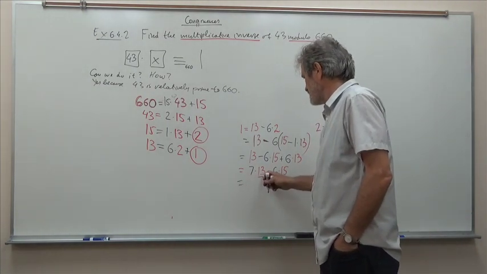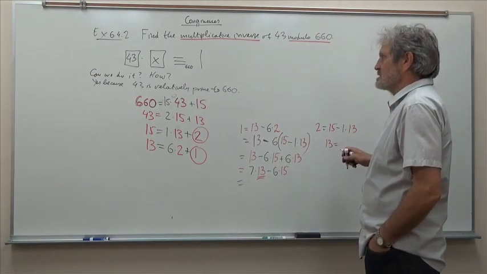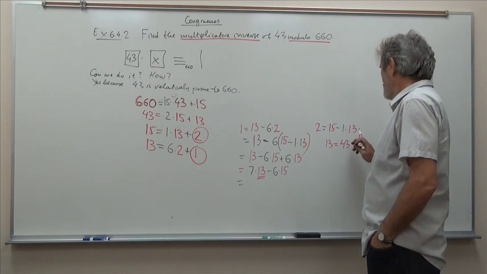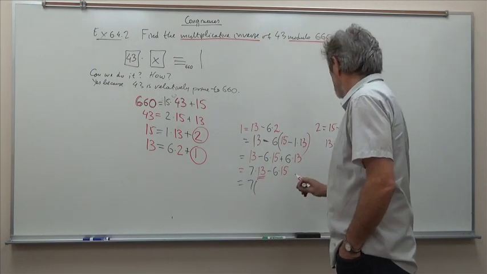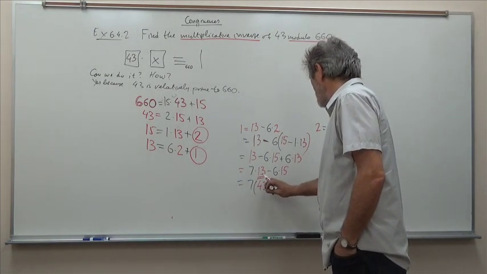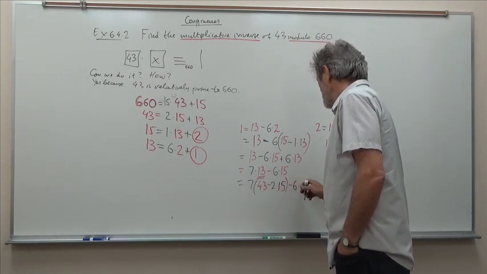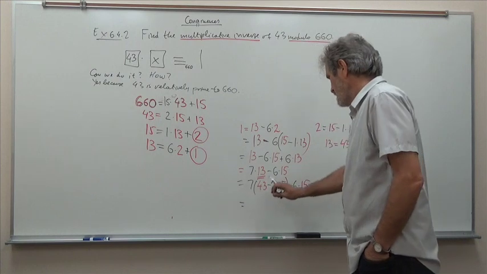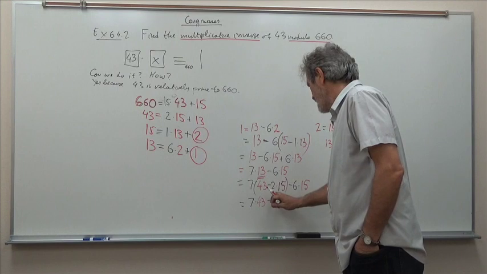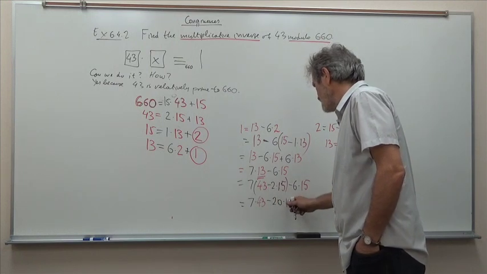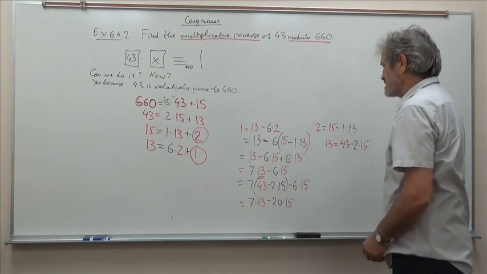Who's younger here? 13. So 13 should be traded here, so what's 13? It is 43 minus 2 times 15. And then I trade 7 times 43 minus 2 times 15 and minus 6 times 15. If I multiply, I get 7 times 43 minus 20 times 15. How did I get that? 7 black ones could be multiplied. 7 minus 14 and minus 6 is minus 20.